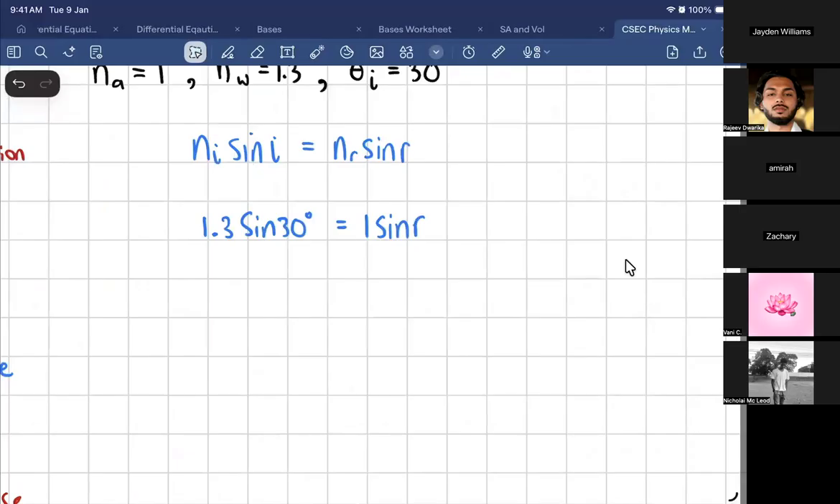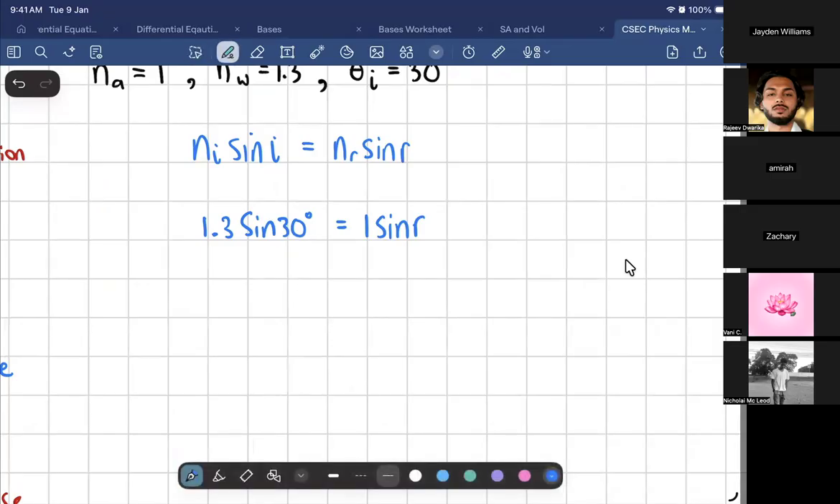So this is just maths at this point. This is not physics, it's just maths. So Amira, I want you to help me. Amira, what's the next proceeding? So I put 30. Let me check. Let's see what you do here.